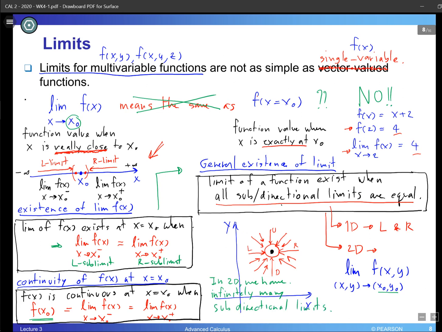Well, we have a lot of them, and it turns out that in order to prove the existence, we have to prove that all of them are equal. We come back to this. All of them have to be equal for the limit to exist, which means that we have to check them all. That's why I told you that when it comes to multivariable functions and limits, it becomes a little bit tricky to see the existence. We have to take a look at all of them and see whether they are equal. Now let's move to the next slide.